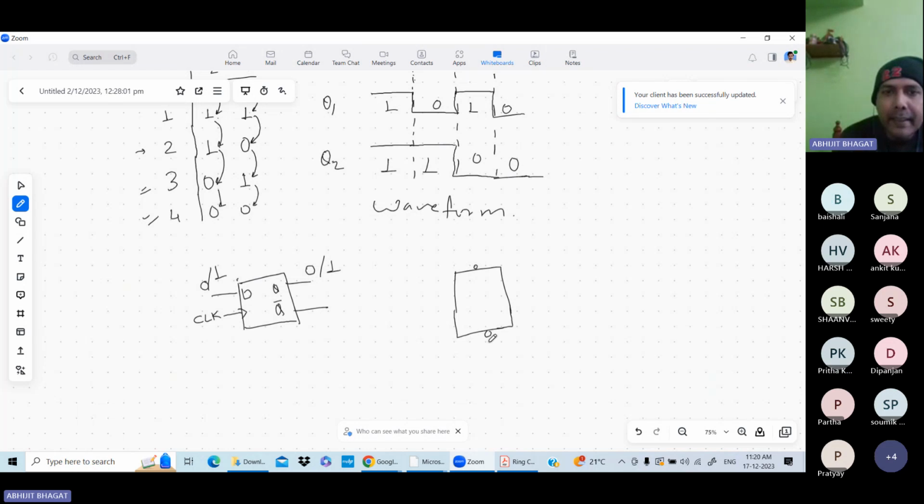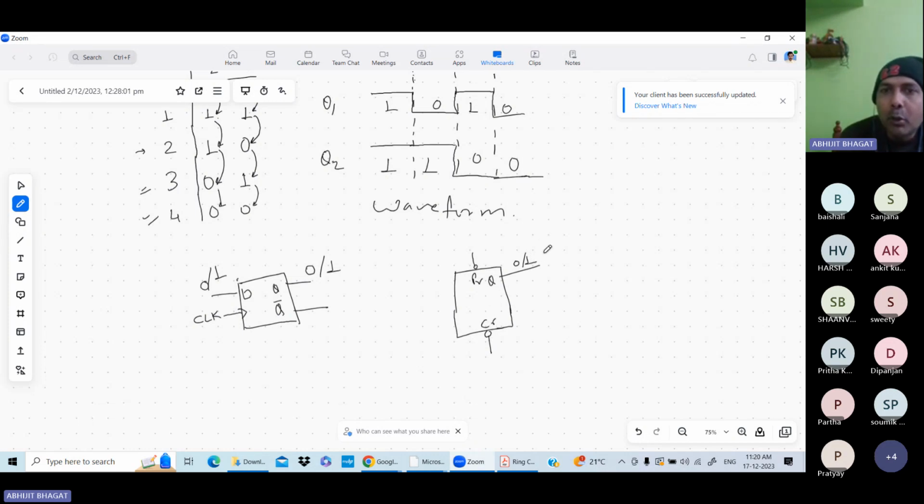This preset and clear is used to set the initial output of the flip flop. The initial output has to be kept 0 or 1. It depends on this preset and clear.